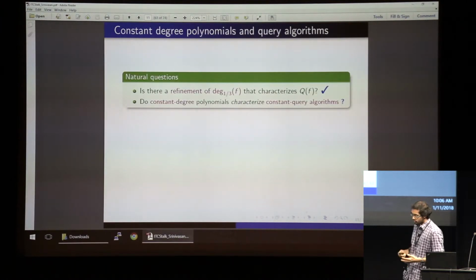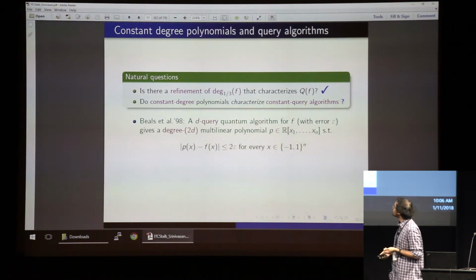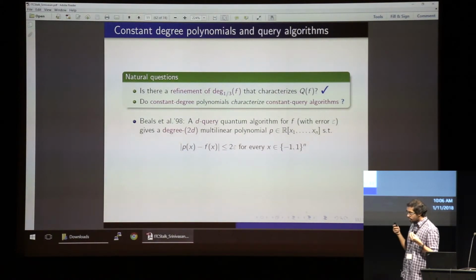So let me look at the second question that I asked earlier. The constant degree polynomials characterize constant query algorithms. So let me first define what I mean by this question. In the original paper by Beals et al. that introduced the polynomial method, the key theorem that they proved was the following. Suppose you have a D-query quantum algorithm that computes a Boolean function f with error at most epsilon, say.